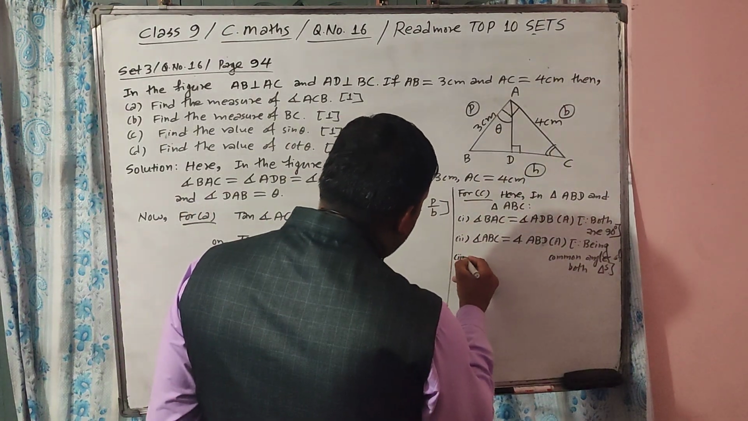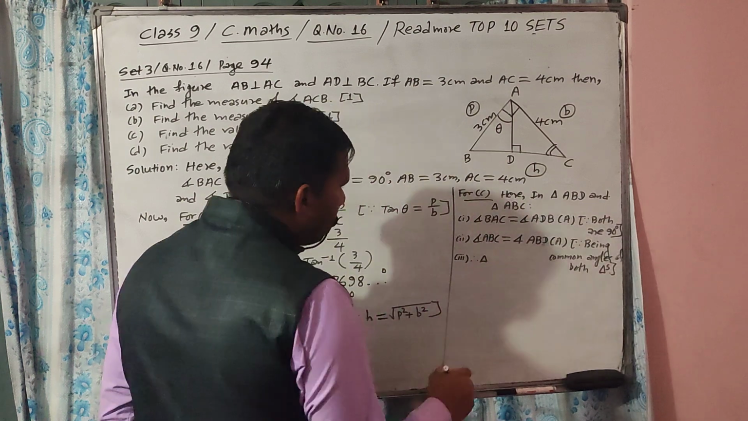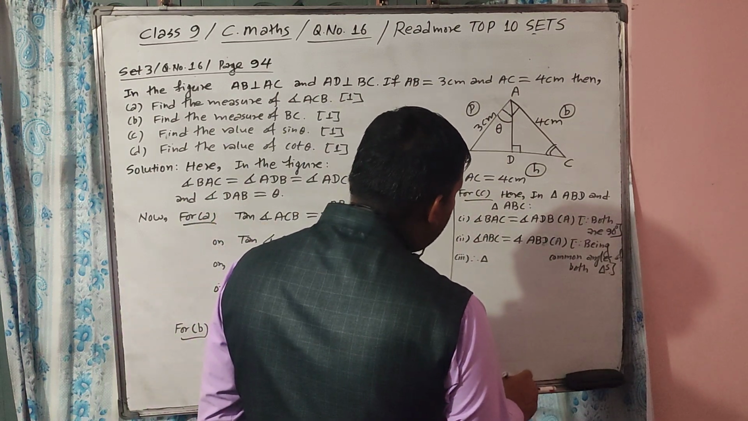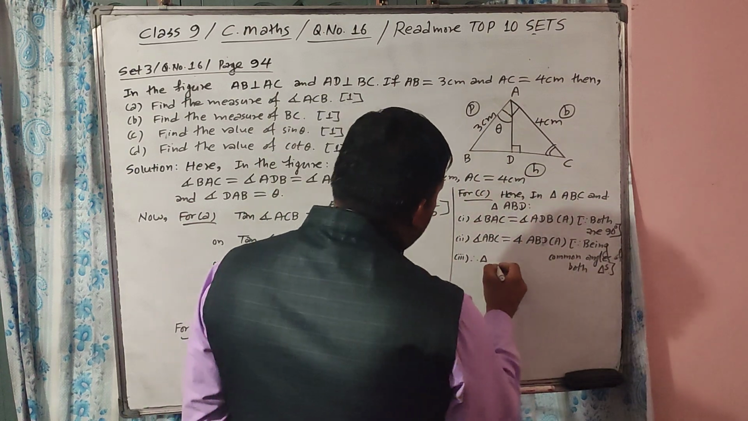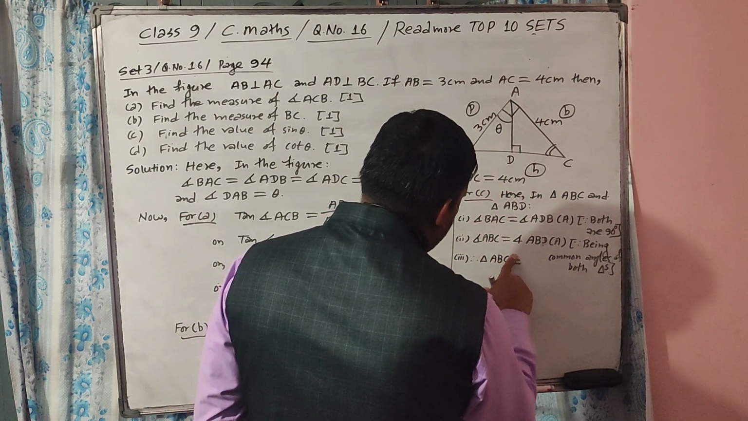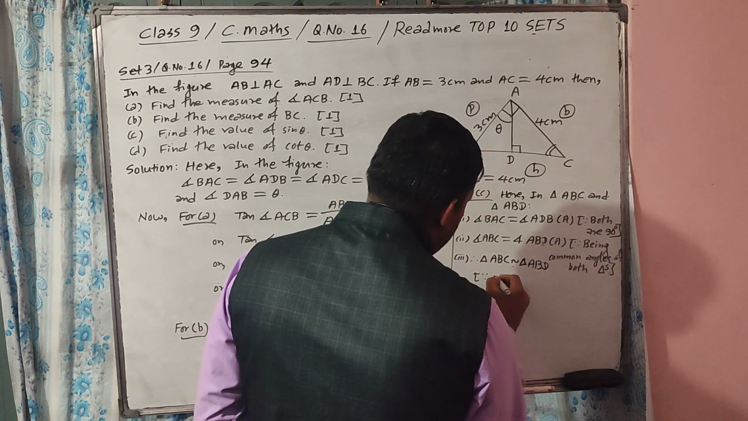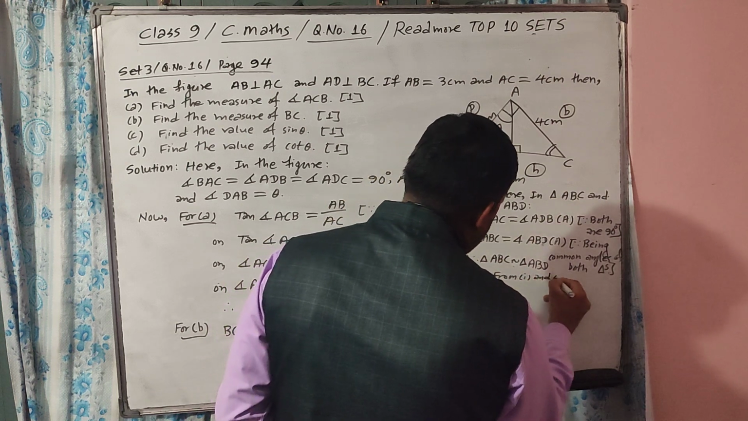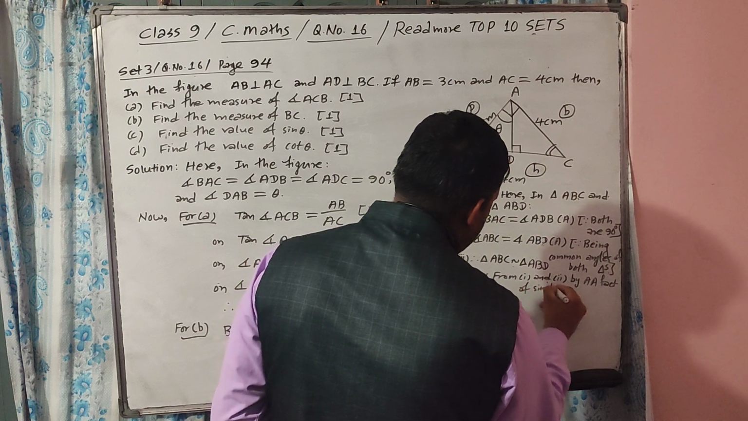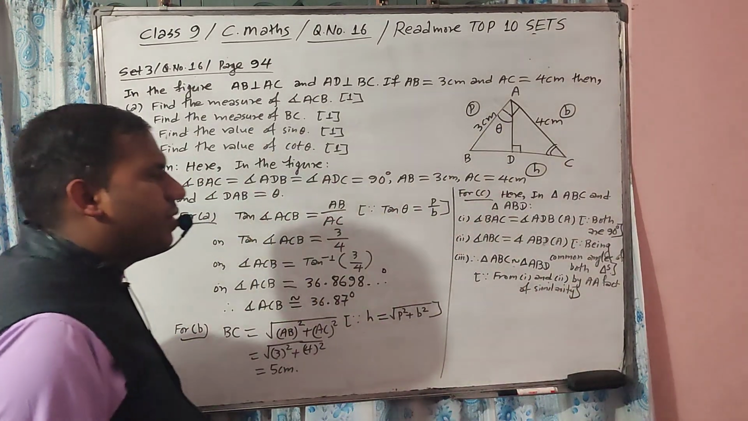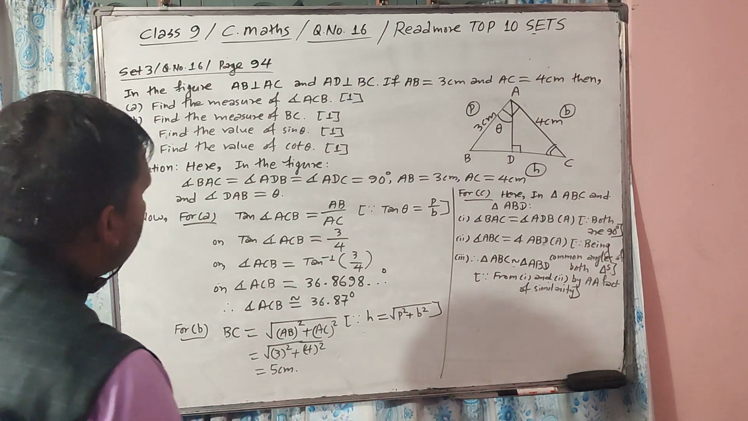And number three, we can write, therefore, triangle ABC is similar to triangle ABD, from 1 and 2 by the AA similarity. Write ABC first and ABD second. After showing similarity, we can find the measures of BD, DC and AD from the figure.